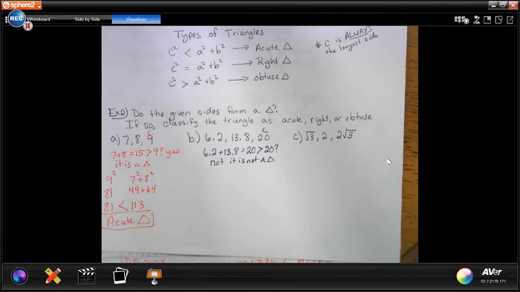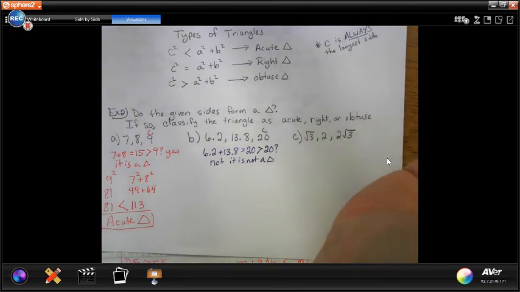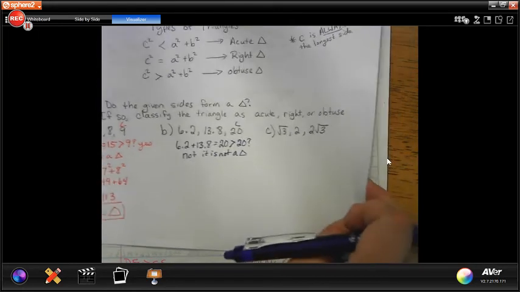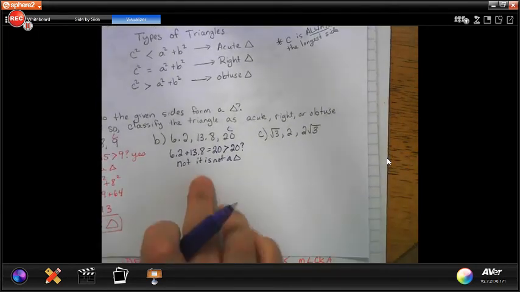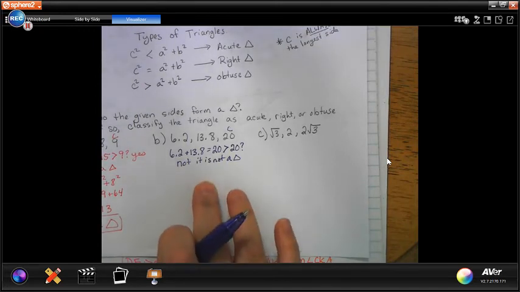Since it's not a triangle, I don't need to find out which kind of triangle it is. So my job is done there. Okay. Now that is rare. It usually happens once in any time. So it's rare.